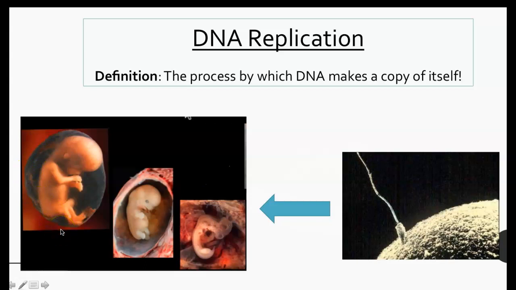And that human is going to be made up of millions and millions of cells, just like you are today. We have to make sure that each one of those cells has the same exact DNA that was in the first original cell called the zygote. And we do that through the process called DNA replication.